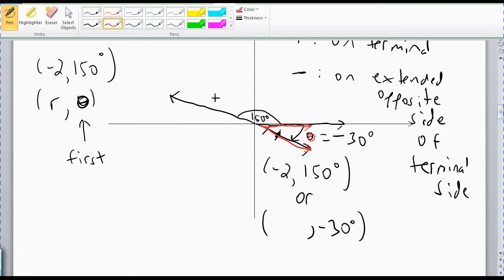So this is my theta, my red theta, which is negative 30 degrees. But now this time the number is on that terminal side. So instead of it being on the opposite side, it's staying on the terminal side, which makes it a positive 2. So in that case, it's also 2 comma negative 30 degrees. So if it's positive, it stays on the initial side. If it's negative, it goes on the terminal side, and if it's negative, it goes on the extended opposite side of the terminal. So pay attention to that.